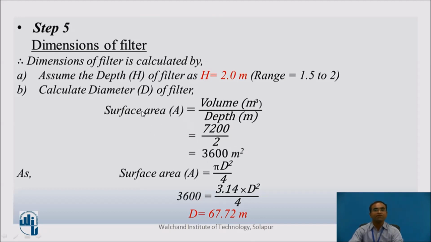From the surface area we can easily calculate the diameter. As we know the formula, surface area is equal to pi by 4 times d square, where d is our diameter. The surface area is 3600, which is equal to the value of pi, 3.14, multiplied by d square divided by 4. From that we can calculate the diameter of the filter.